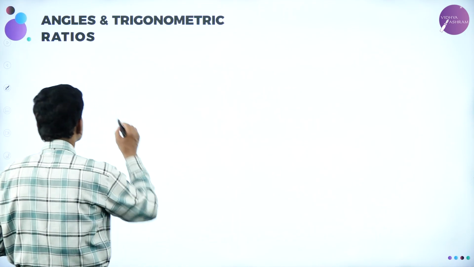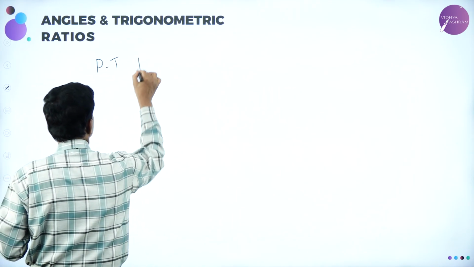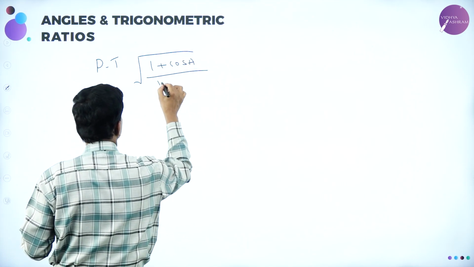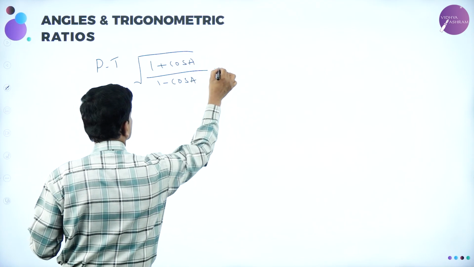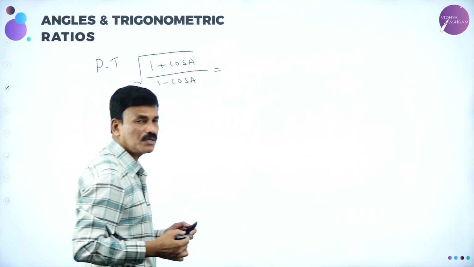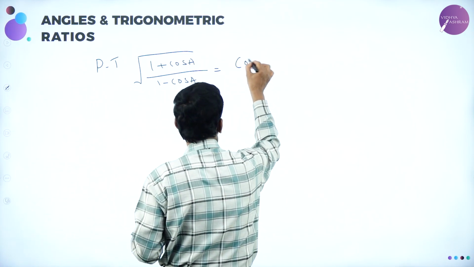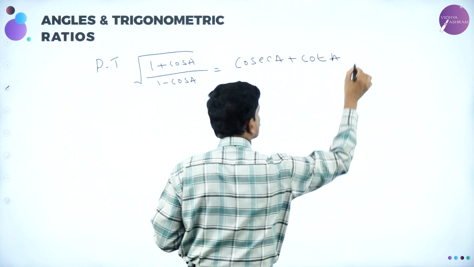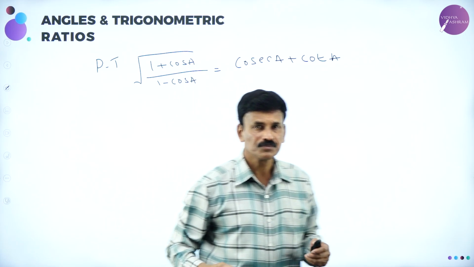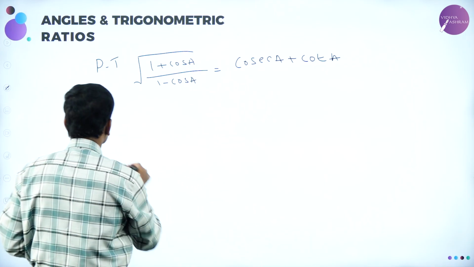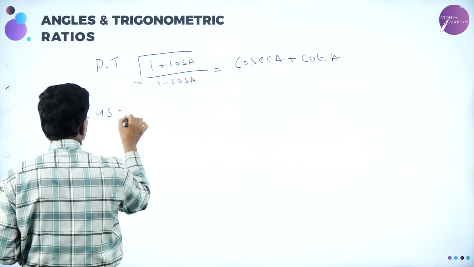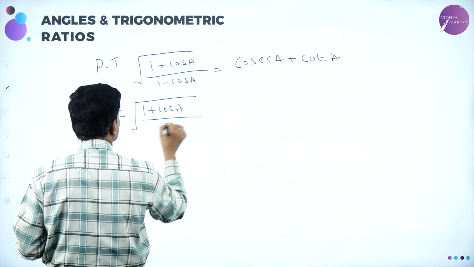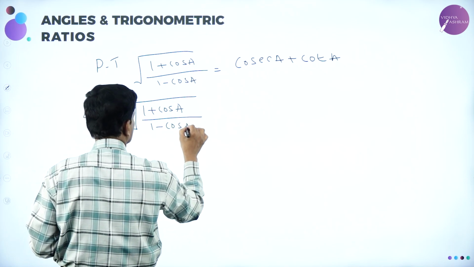One more problem is there, similarly. Prove that the square root of 1 plus cos A divided by 1 minus cos A is equal to cosecant A plus cot A. This is also a very important problem. Okay. Now, same type of problem. Let us take LHS. What is LHS? Square root of 1 plus cos A divided by 1 minus cos A.